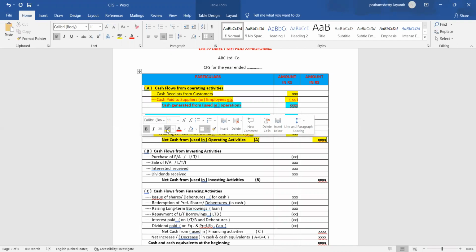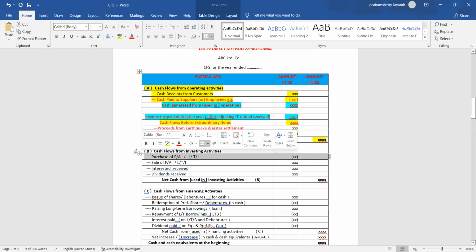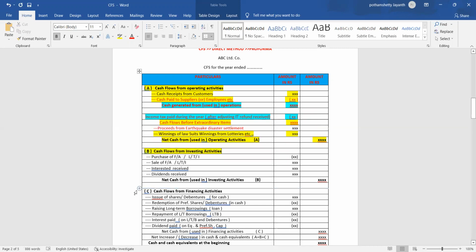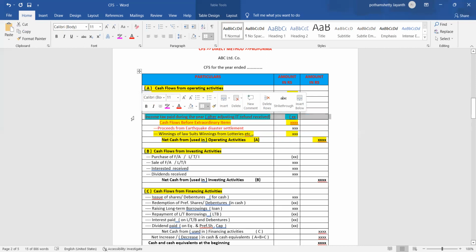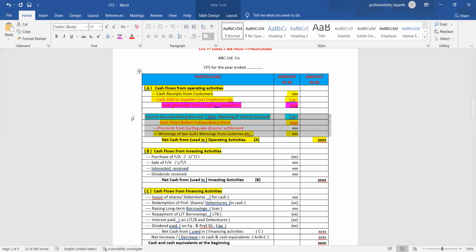So see, whether direct method or indirect method, investing activities B will not change, and financing activities C will not change. Only what will change? This A bit will change, and that too from cash generated from operations. Working note 1, working note 2 will change, but from the purple color that is appearing now, nothing changes. Income tax paid, extraordinary items and all this I just selected, these four things do not change. They remain the same in both methods.